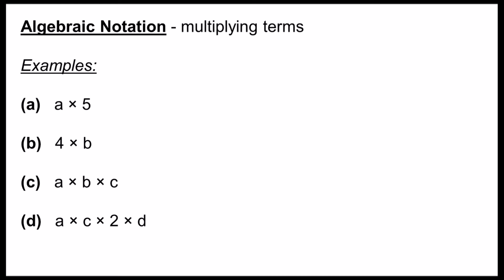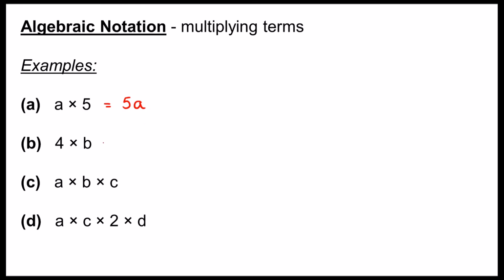The second type of notation that you need to recognise is when we multiply terms together. In algebra, we don't like to show times signs, so when we multiply things we simply stick them together. But what's really important is you remember, if there's a number, you always put it at the front of your expression. So in this first example, A times 5, I simply want to remove the times sign, but because there's a number I need to make sure it goes at the front. So instead of A5, I'd write this as 5A.